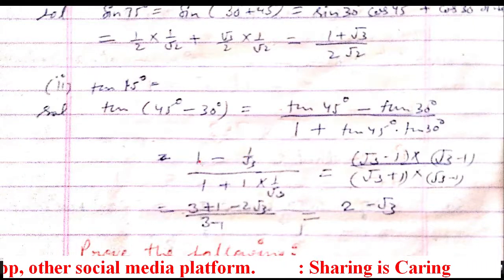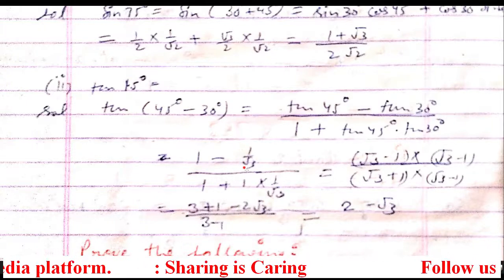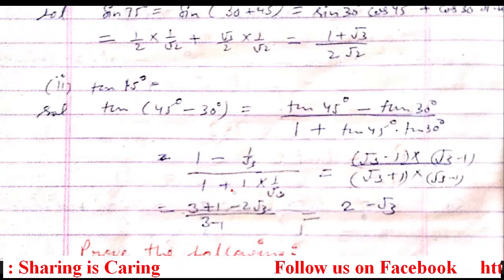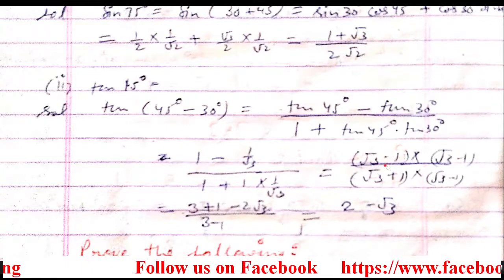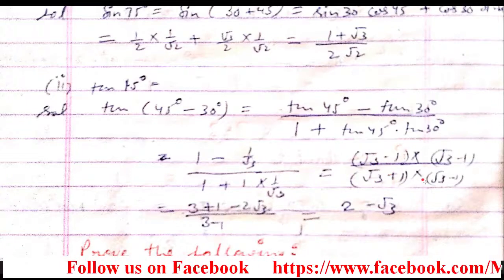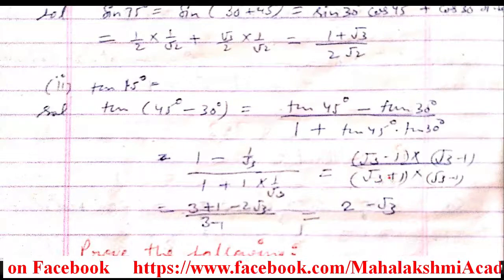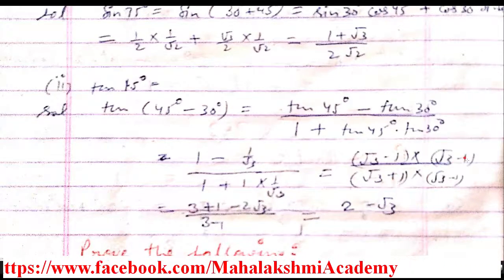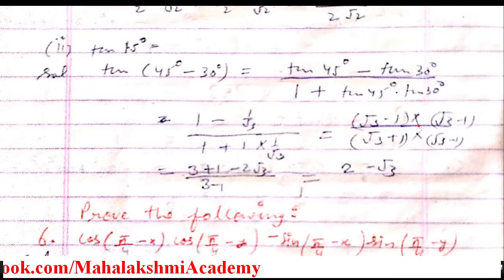So when you take the LCM here, what will come? Root 3. So (root 3 minus 1) upon root 3, and here it is going to be (root 3 plus 1) upon root 3. And both the LCMs will cancel each other. So we remain with (root 3 minus 1) upon (root 3 plus 1). Then I rationalize the denominator. And what is the denominator here? Root 3 plus 1. So when we rationalize the denominator with the minus symbol, that is root 3 minus 1, you have to multiply both numerator as well as denominator.